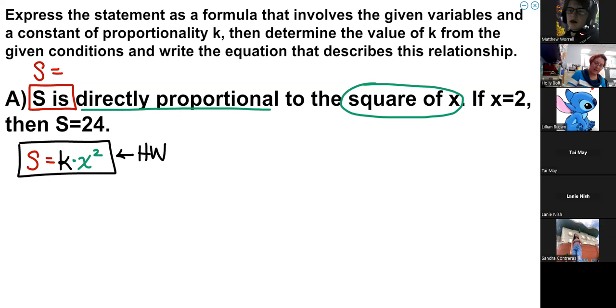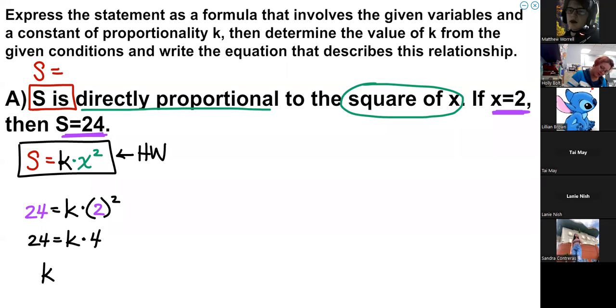And then it wants you to find K, and they give you values to substitute in. We have 24 that we can substitute in for S. And then we have 2 that we can substitute in for X. So I'm going to have 2 squared. So 24 equals K times 4. So what is our value for K then? Value for K is 6. This is the other thing that your homework asks you for.